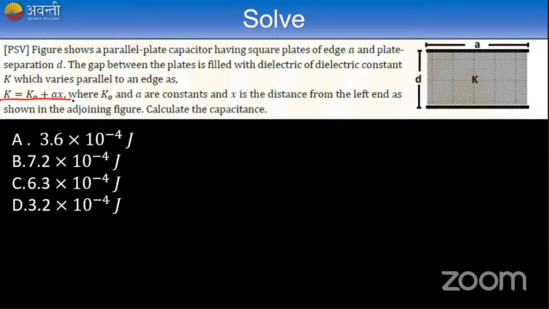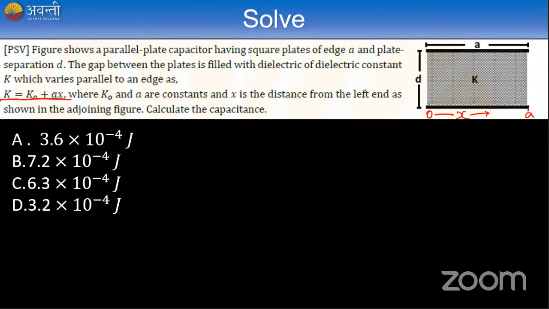So how is my dielectric medium varying? With length, my dielectric medium is varying as K naught plus Ax, where K naught and A are constants, and X is the distance from the left end. If I consider this as the origin, I'll consider this as 0 units. If I go along this direction about X units, the total length is A, right? Here the initial length is 0. At this point, the total length is A. So any point between these can be X.